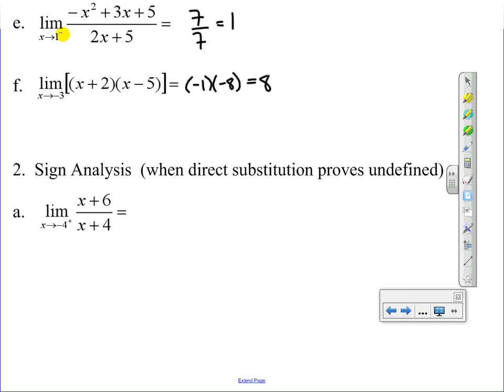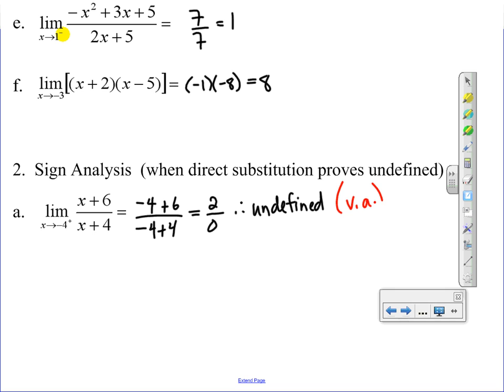Now, not all questions are going to allow you to substitute, so let's take a look at this example. When I put in -4, we get 2 over 0. And we would say, therefore, that it is undefined. And undefined leads us to vertical asymptotes there. And so we're going to have to get a picture of what happens on either side. So when I consider the factors x plus 6 and x plus 4, and then do my sign analysis, we have 0 at -6, undefined at -4.